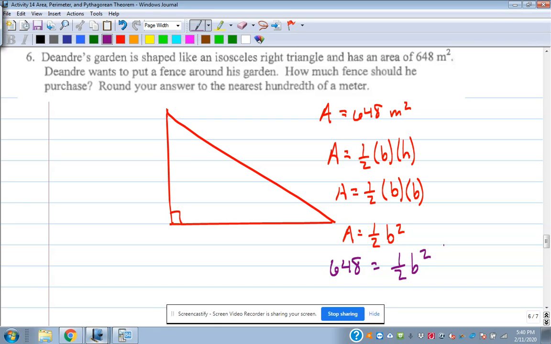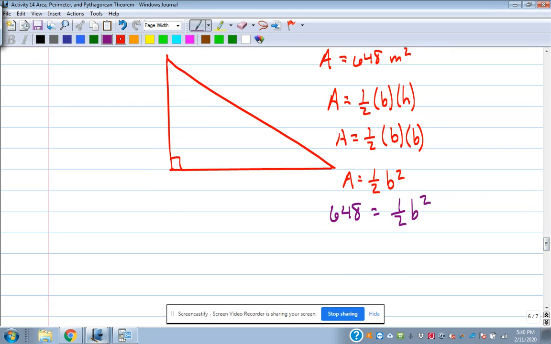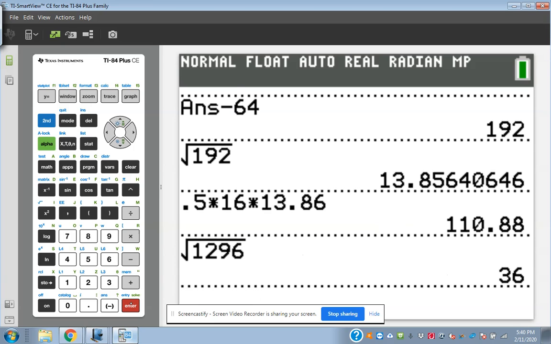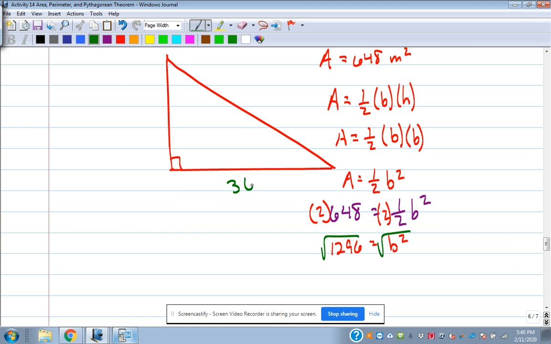We are gonna do a little bit of algebra here, and you should be happy because everybody loves algebra, right? How do we do that? Multiply by 2 or divide by half, whichever way you want to do it, doesn't matter. I'm going to multiply by 2. And that'd be 1296 equals b squared. And then I'm going to take the square root. The square root of 1296, 36. So each leg of DeAndre's triangle is 36. But we don't know how much the hypotenuse is.